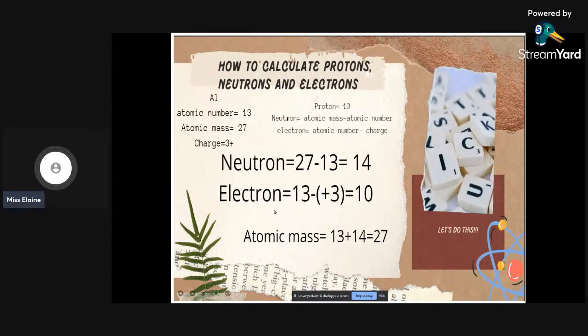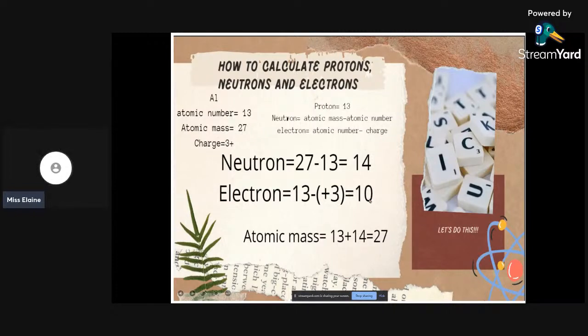How about the electron? Meron na tayong charge. So, 13 minus plus 3. Bakit siya naging 10? We all know sa algebra, if you multiply the negative sign and positive sign, magiging what? Negative. Negative times positive is negative, while negative times negative is positive. Pagka unlike signs, magiging negative pa rin siya. So, 13 minus 3 is equal to 10.